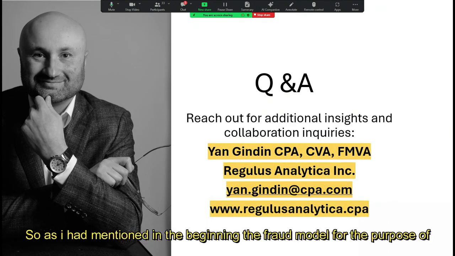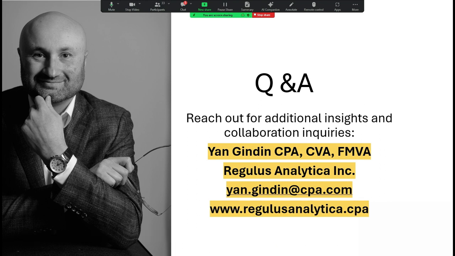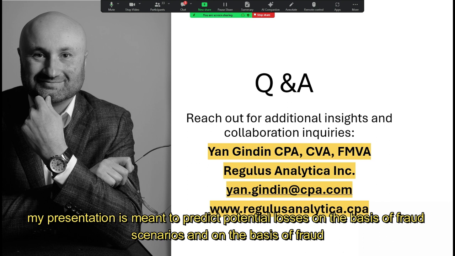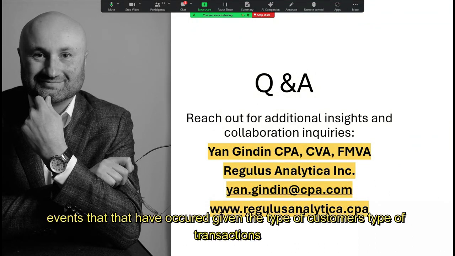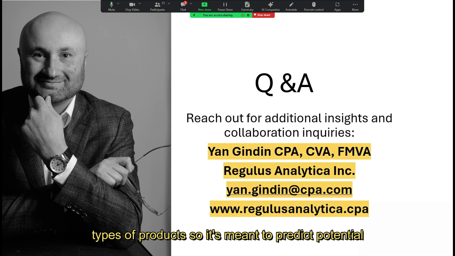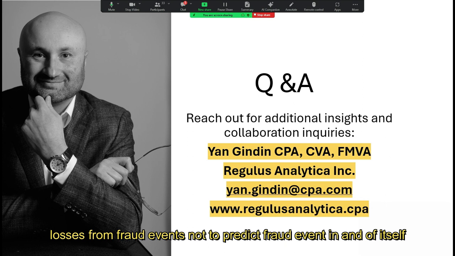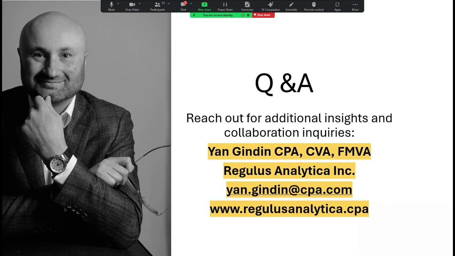So as I had mentioned at the beginning, the fraud model for the purpose of my presentation is meant to predict potential losses on the basis of fraud scenarios and on the basis of fraud events, on the basis of scenarios provided by the Fed, reflective of the actual fraud events that might occur, given the type of customers, type of transactions, types of products. So it's meant to predict potential losses from fraud events, not to predict fraud events in and of themselves. Good, thank you.